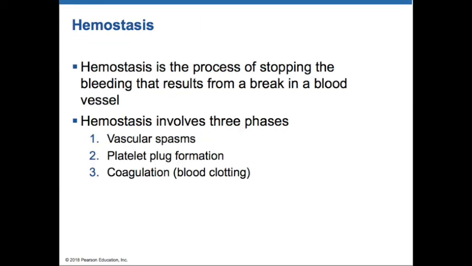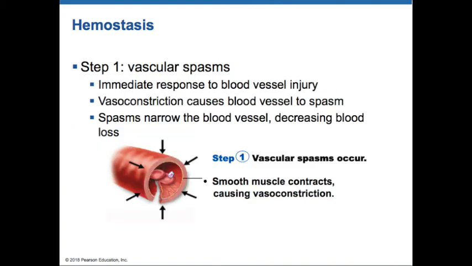Now, hemostasis is going to be the process of stopping bleeding whenever a vessel has been broken. This is going to happen, of course, to stop and prevent any hemorrhage. Now, hemostasis is going to happen in 3 phases. We're going to have vascular spasm, platelet plug formation, and coagulation. So what is the first step of hemostasis? Again, this is going to be vascular spasms.